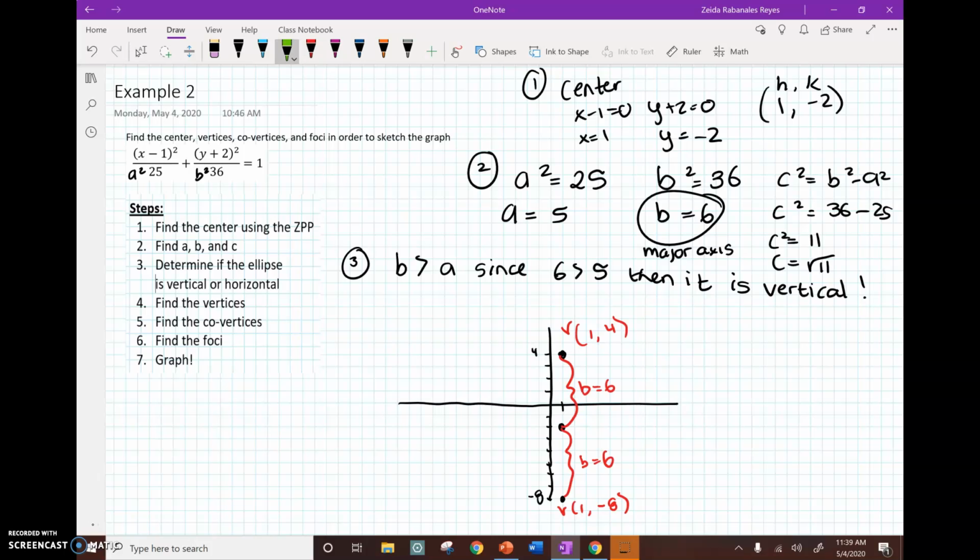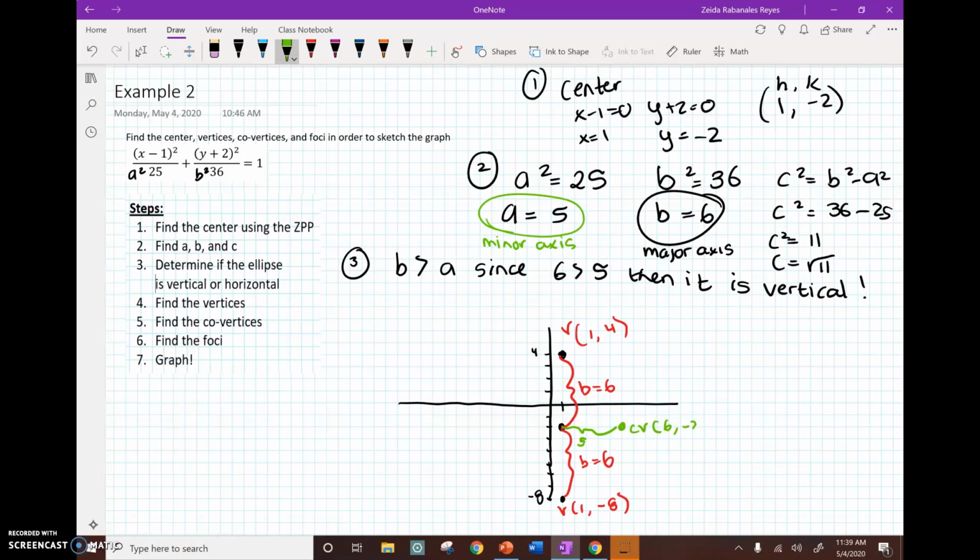And you can do the same thing for the co-vertices. This is your minor axis. So then since it's a vertical ellipse, I know that the smaller line is going to go left and right. So then I go 5 to the right. 1, 2, 3, 4, 5. That's 5. And that's the co-vertex, which is at 1, 2, 3, 4, 5, 6.